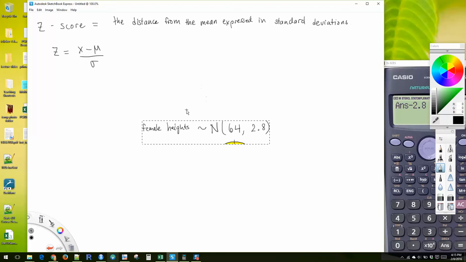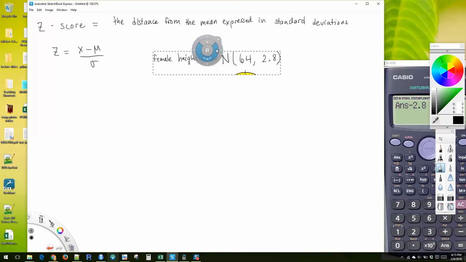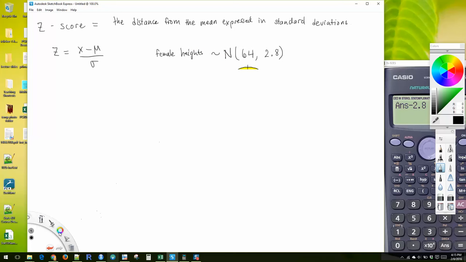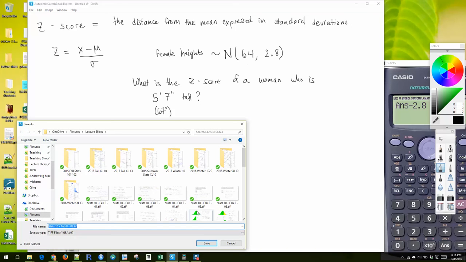So we can say female heights follow a normal distribution. What is the z-score of a woman who is, we will say, 6 foot 7 inches tall? Not 6 foot, that's crazy tall. 5 foot 7 inches tall, okay. So 5'7". What is the z-score of a woman who is 5'7"? Okay, so 5'7" would be 67 inches tall for those of us who are unfamiliar with American units.